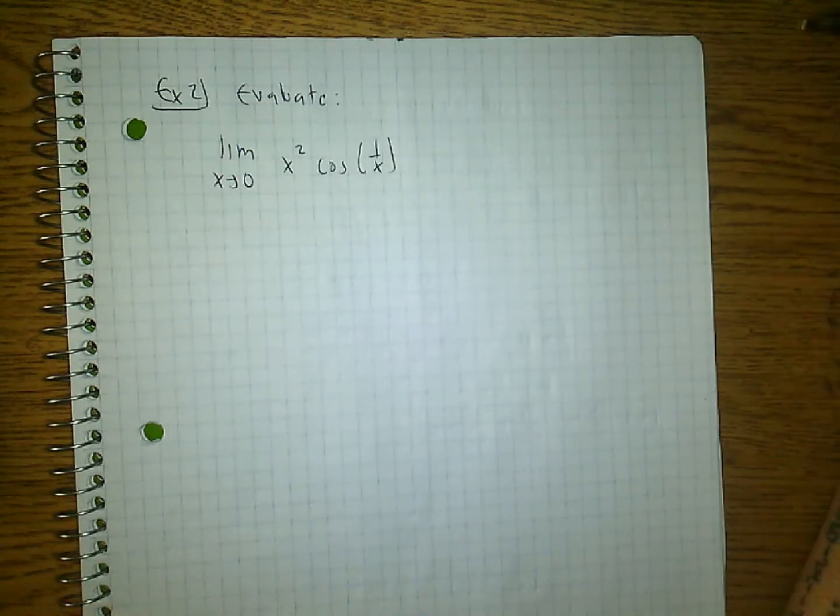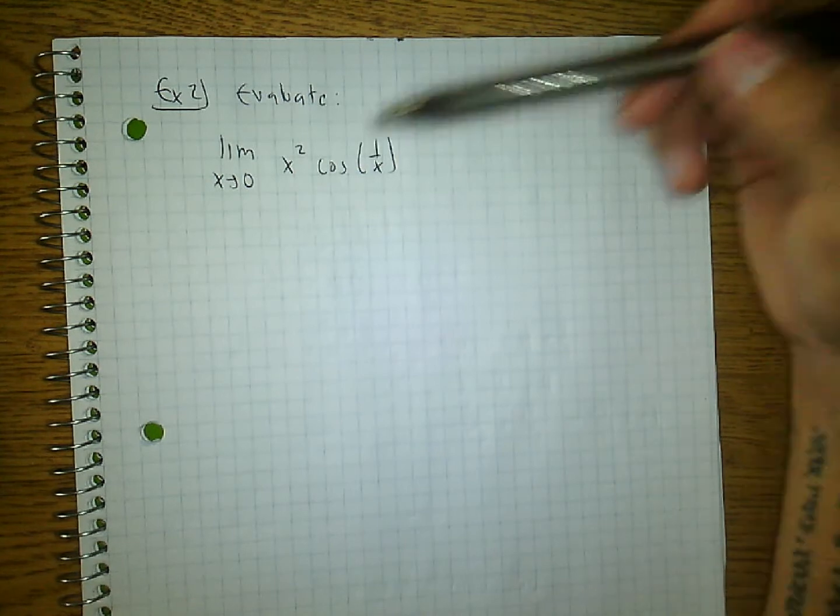All right, here's our next example. So example number 2, notice how there is absolutely no mention of the Squeeze theorem at all. So you are just given a limit to evaluate. So it says evaluate the limit as x approaches 0 of x squared times cosine of 1 over x.